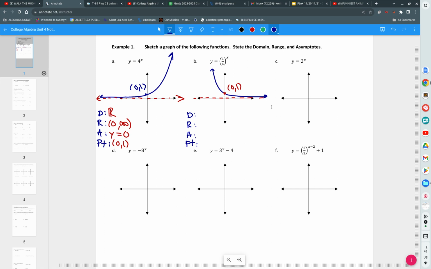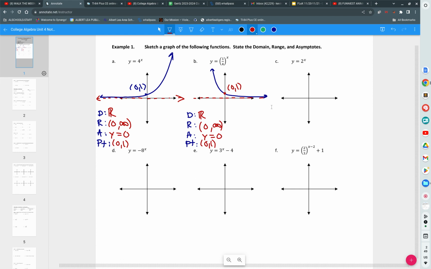The domain is always all real numbers. What is the range? 0 to infinity, yes. It goes through the coordinate 0, 1. And the asymptote is y is equal to 0. Notice how the first and second graph have the same characteristics, but the graph does look different.